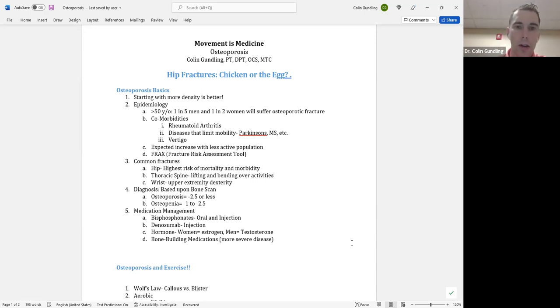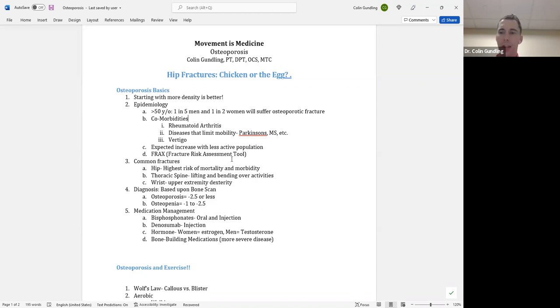Now, I kind of covered this already, but there is an expected increase in fracture and osteoporotic conditions over the next 30 to 50 years, generally because there will be a predicted decrease in community level activity. So you can see again how the researchers that are looking into this emphasize how important it is to be active in these cases.